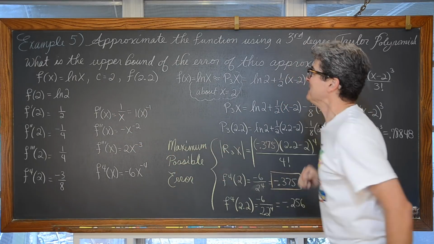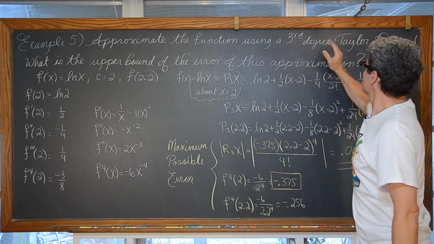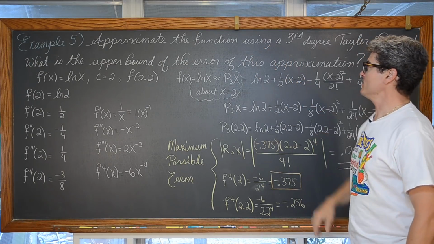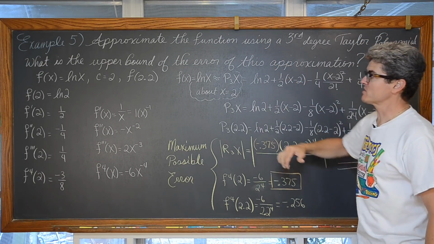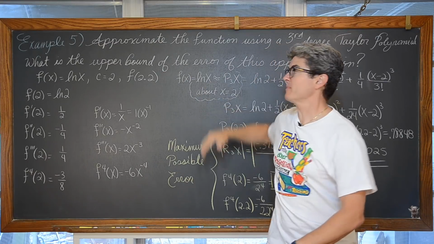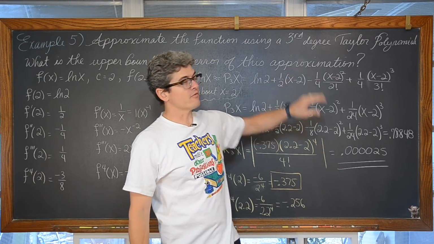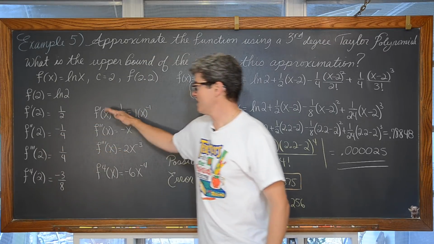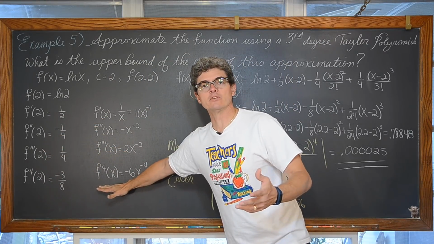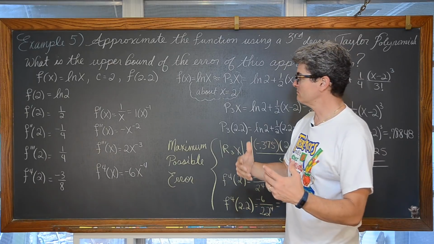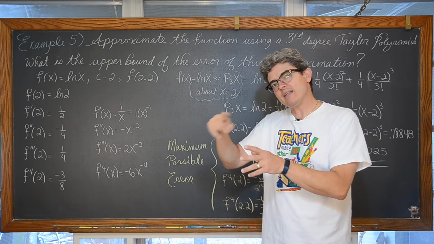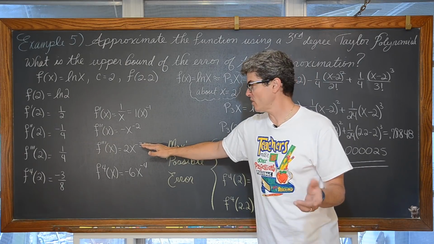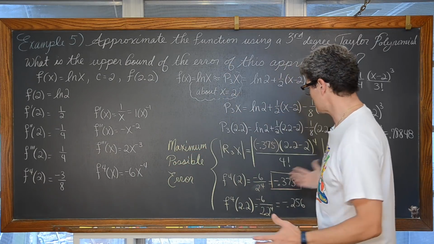Bam! Right? So we were asked to set up a third degree Taylor polynomial. We were asked what the upper bound of the error of this approximation was. So because we were asked about the upper bound for the error of our approximation, when I went down my list and I was working with my derivatives, I went ahead and went all the way to the fourth derivative because that remainder is that next term in that addition. So yes, we're using a third degree Taylor polynomial, but we need that fourth derivative to calculate, as you saw, the maximum possible error.